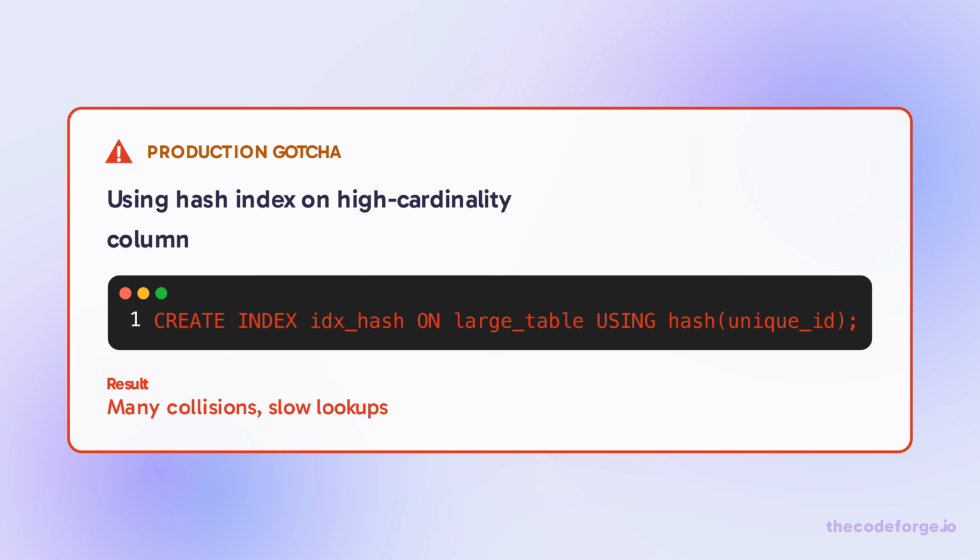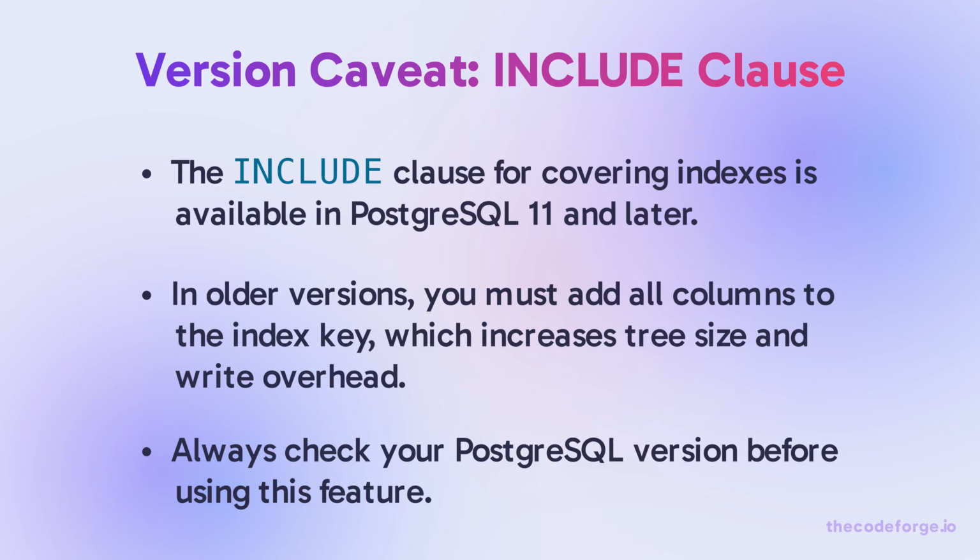Hash indexes on high-cardinality columns cause many collisions, degrading performance. B-tree is almost always better for columns with millions of unique values. The INCLUDE clause for covering indexes is available in PostgreSQL 11 and later. In older versions, you must add all columns to the index key, which increases tree size and write overhead. Always check your PostgreSQL version before using this feature.